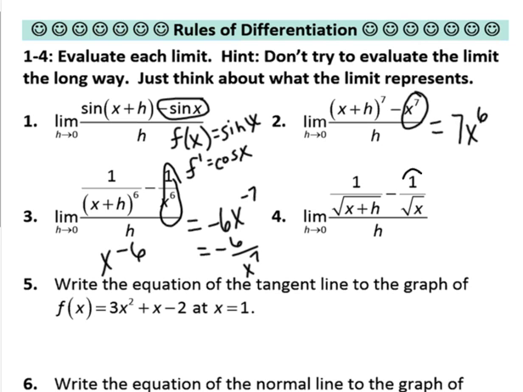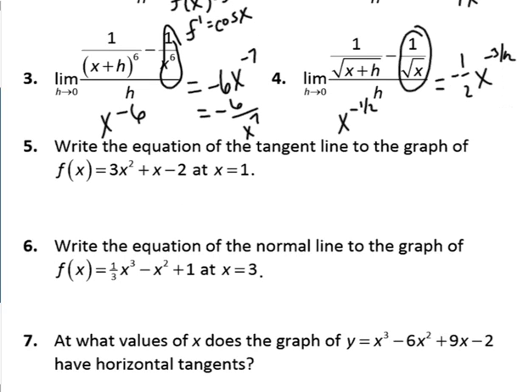Okay, the next one, 1 over the square root of x, is our function. And again, I'm going to rewrite that in its exponential form, so that's going to be x to the negative 1/2. And so when I take the derivative, that's negative 1/2 x to the negative 3/2. And I'm just going to leave it like that. Okay? All right, so the next thing is write the equation of a tangent line.